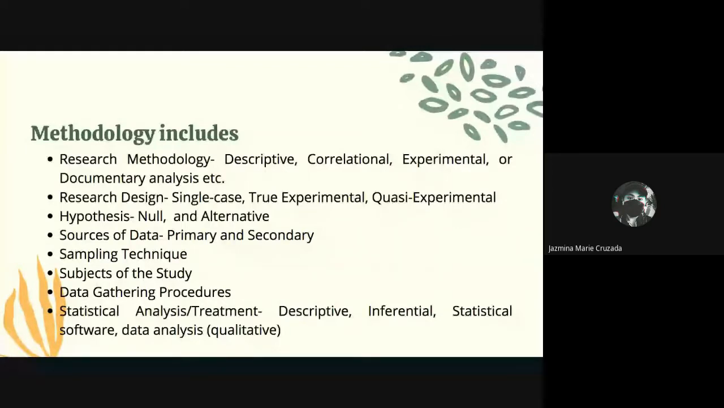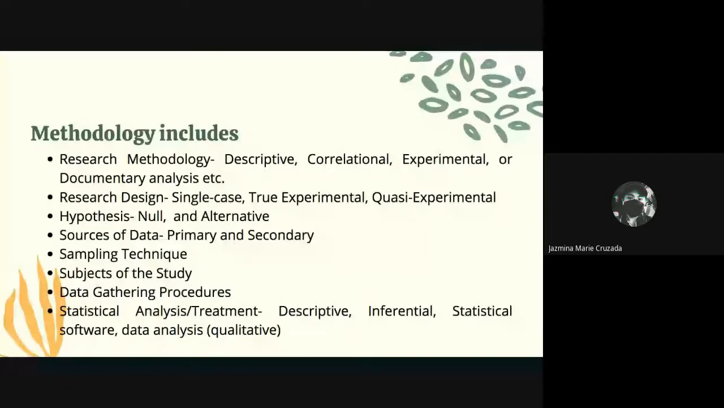Methodology includes research methodology, wherein there are descriptive, correlational, experimental, documentary analysis, and the like. For our case, of course, we will be using experimental research. Research design is the description of the design of the research that you will adopt in the study. We have the single-subject design, true experimental design, and quasi-experimental design. You need to choose what type and subtype of experimental design you will use or adopt in your study.